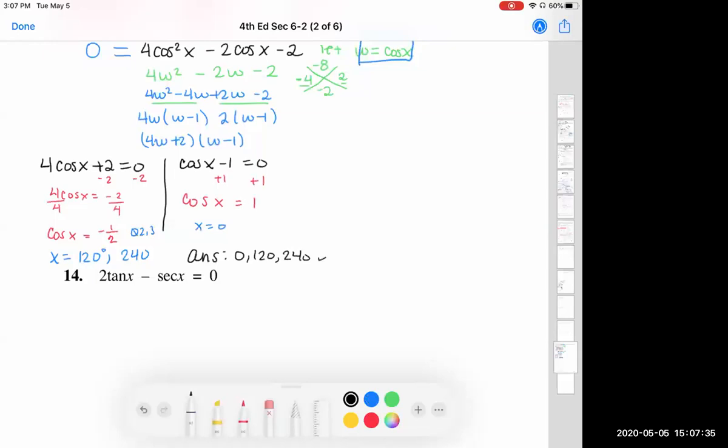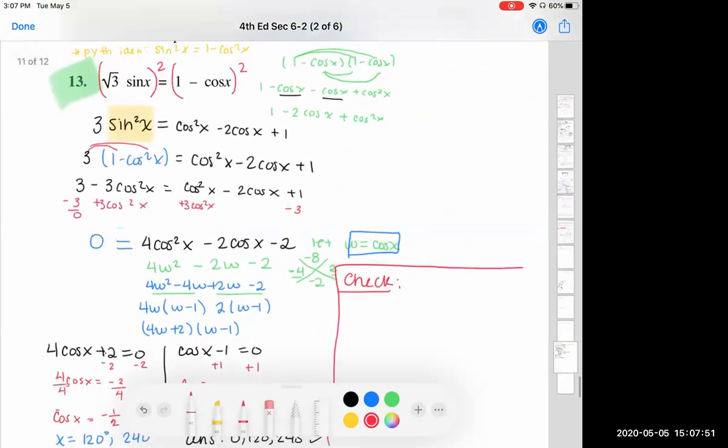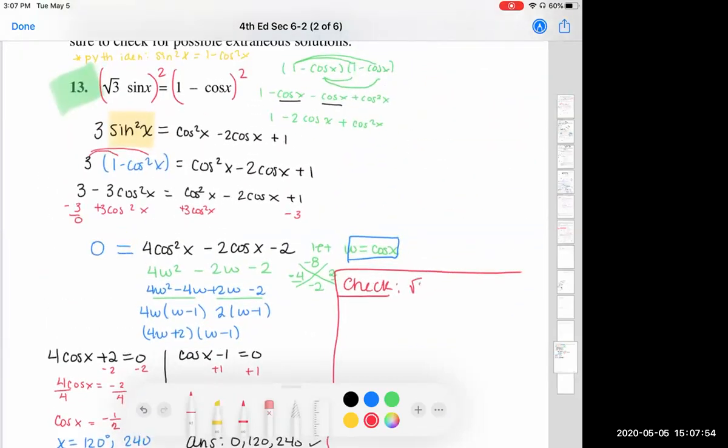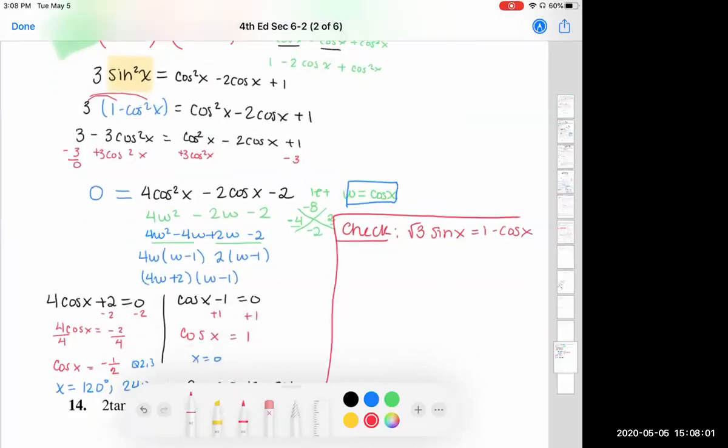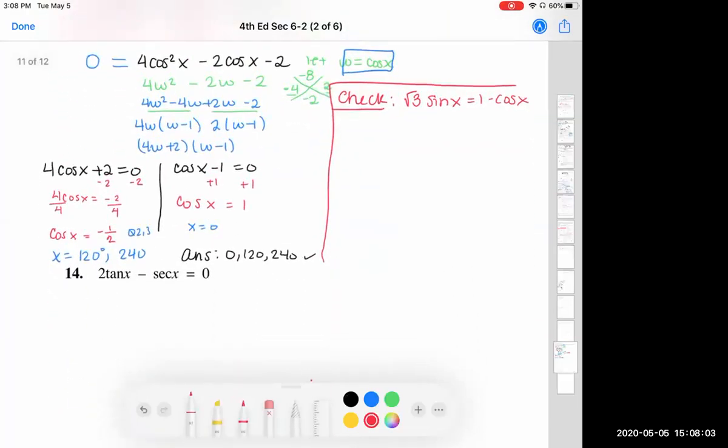But I can't box them yet. I'll just write a check mark. The reason for this is because I have to check my work. I have to check each one and make sure that it's true. And you have to check it in your original equation. So look at the very beginning. What was our original equation? Square root of 3 sine of x is equal to 1 minus cosine of x. All right, so let's go ahead and replace our x with our answers and evaluate cosine and sine at that value.